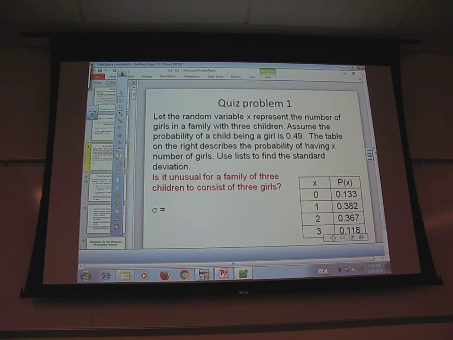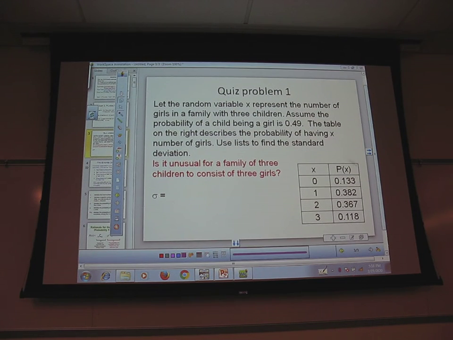Okay, quiz problem 1. So again, we did it. You have to use lists. So you put this in list 1, you put this in list 2, and then you did stat, calc, 1-bar stats of L1, L2. Right. So it would look something along the lines of.